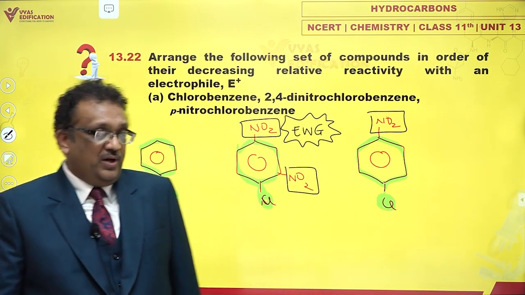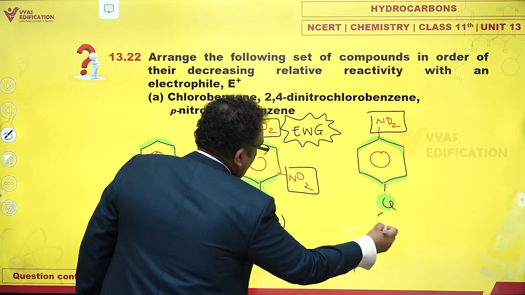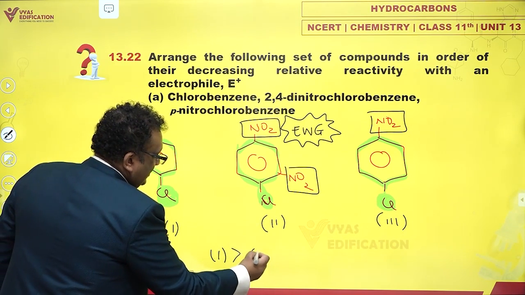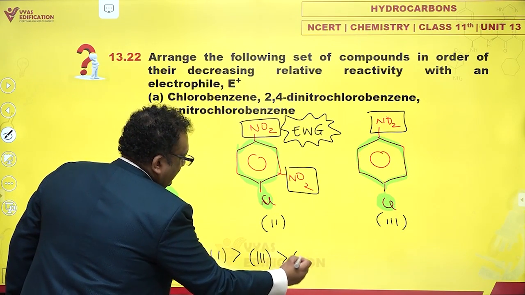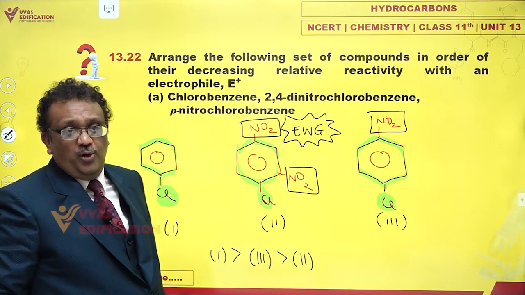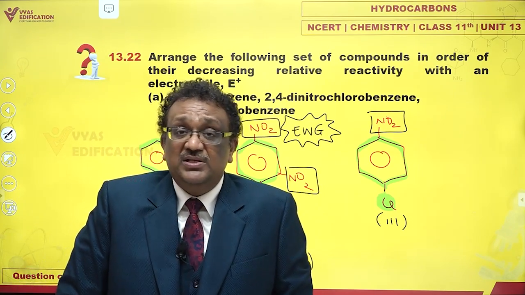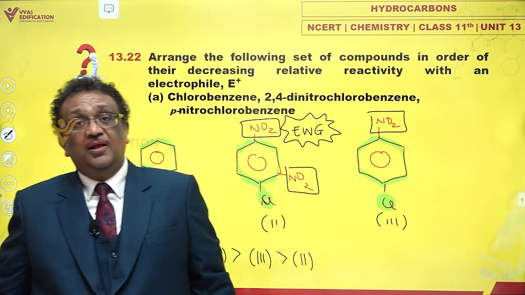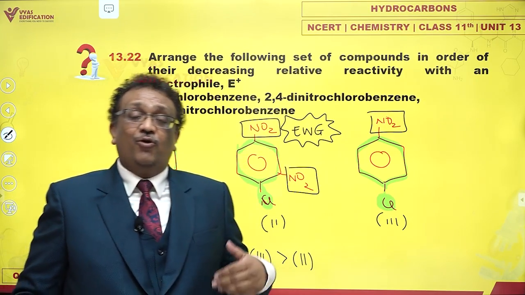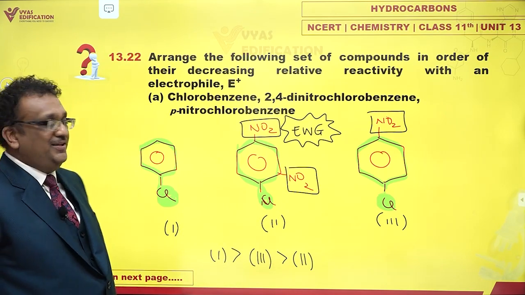And that is why you find if you have 1, 2, and 3, 1 would be fastest. Then comes 3, which has only 1 nitro group. And poorest is 2, which has 2 nitro groups. Since they withdraw electrons away from benzene ring, they make benzene ring electron deficient. And electrophiles will approach a ring which is electron rich. So since they do the opposite, they decrease the reactivity.